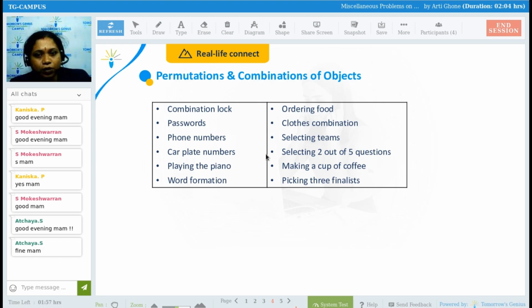These are some common examples: a combination lock, passwords, phone numbers, car plate numbers, playing video, piano, then word formation, ordering food, clothes combination, selecting teams. The left hand side is related to permutations, clear? And the right hand side applications are related to combinations, clear? Okay, now just have a look at this for 2 minutes, because many times you have to use any of these for simple questions.